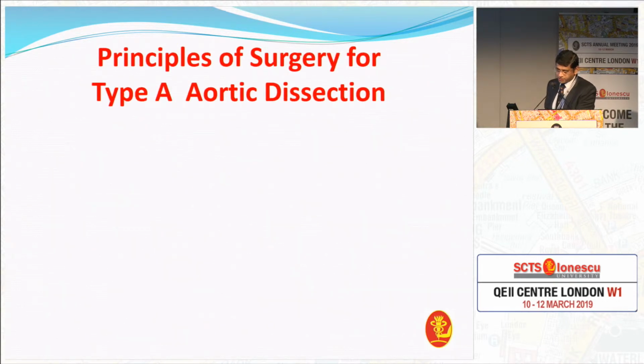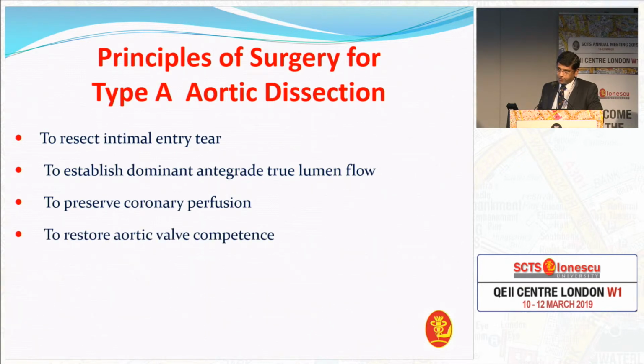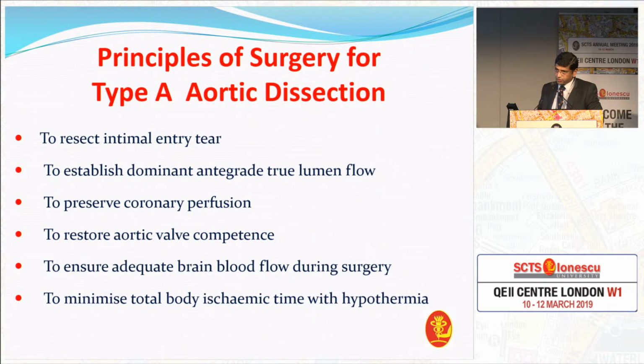And what are the principles of surgery for type A aortic dissection? It is to resect the intimal tear. The majority of tears occur at the level of the sinotubular junction or in the ascending aorta, to some extent in the aortic sinuses, and less often in the arch. It is to establish dominant antegrade true lumen flow, to preserve coronary perfusion, to restore aortic valve competence, to ensure adequate brain blood flow during surgery, and to minimize total body ischemia with hypothermia.